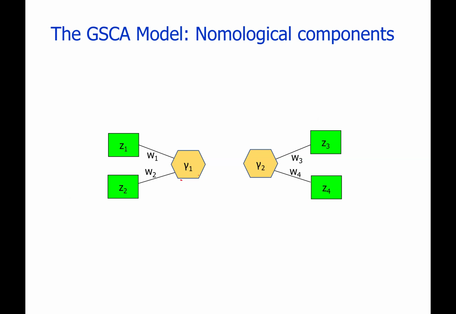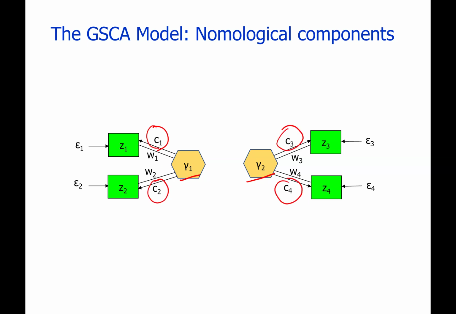Again, each component is simply a weighted composite of these indicators. And then now you have the measurement model like this. As I explained, these C's all show the influences of components on their indicators. So this is about the measurement model. And at the same time, we have the structural model like this. That means this gamma 1 also influences gamma 2.